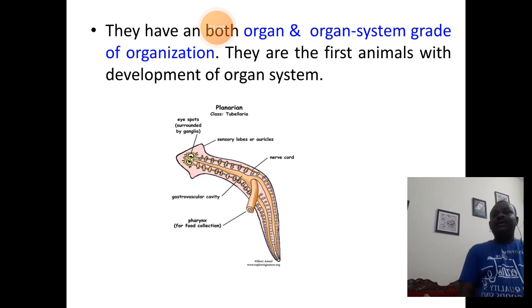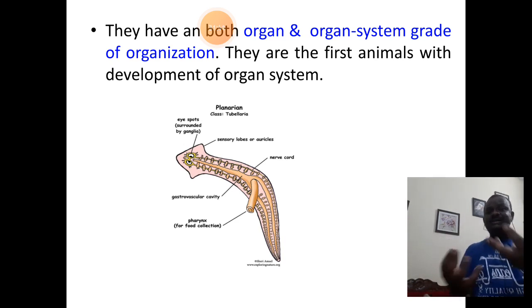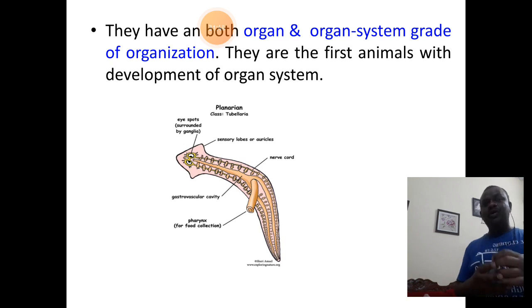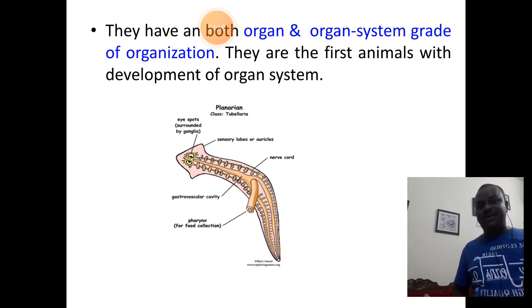Then the flatworms show both organ and organ system grade of body organization. Meaning to say, the body is made up of organs which perform individual activities, and organ system grade, because many organs together work for one physiological function.